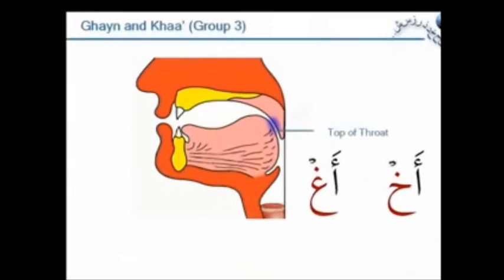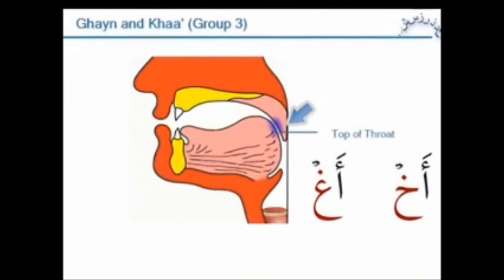The top of the throat then has the letters kha and ghain. We've got them in red here because they are the heavier letters. The first one with sakin would be akh, akh, and you have to sometimes overemphasize this. Then we have the ghain, which would be agh, agh. So we have akh and agh.